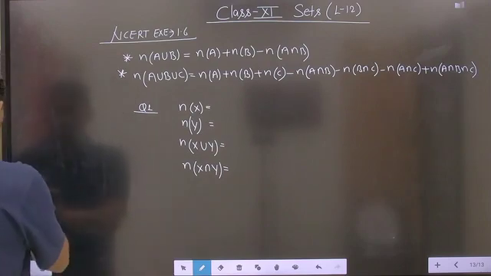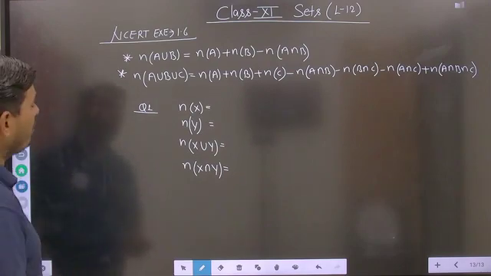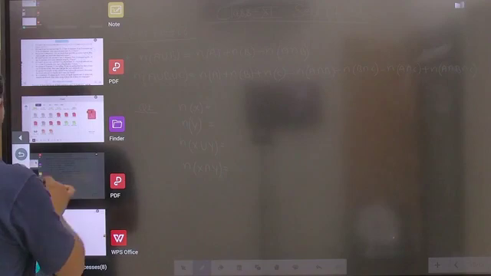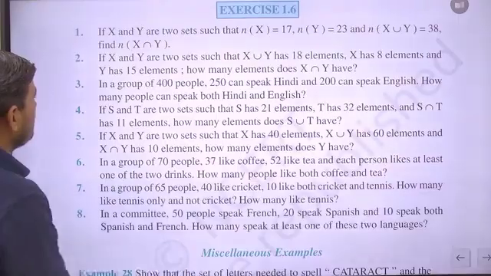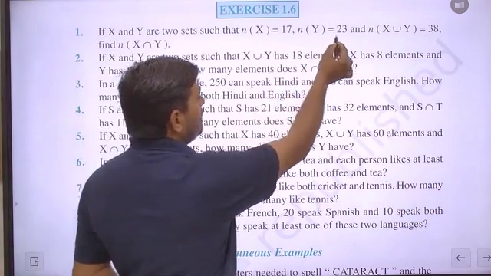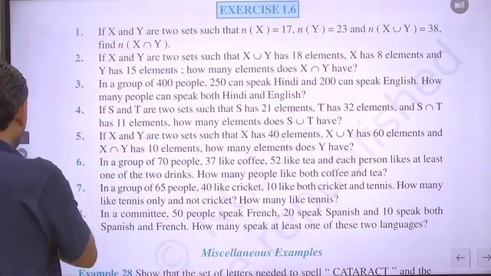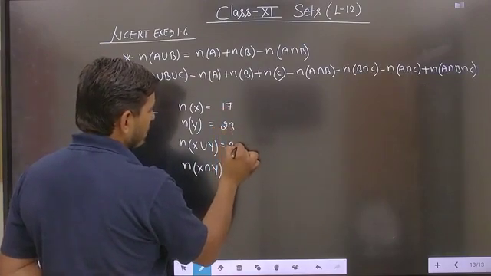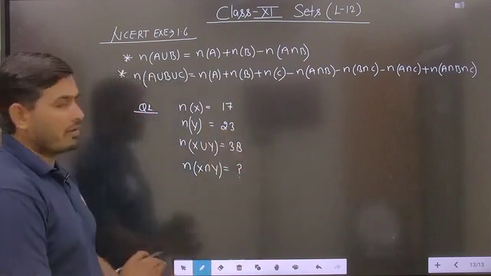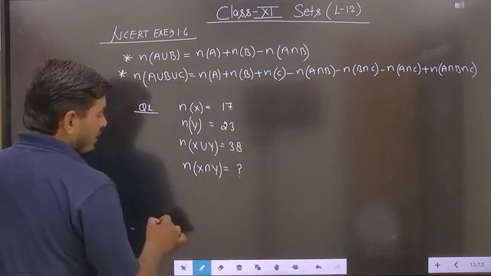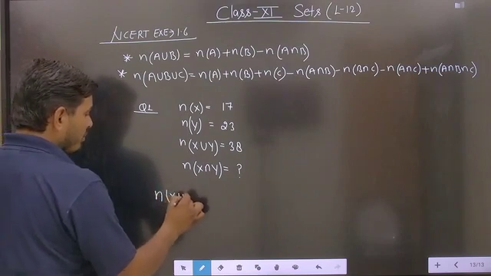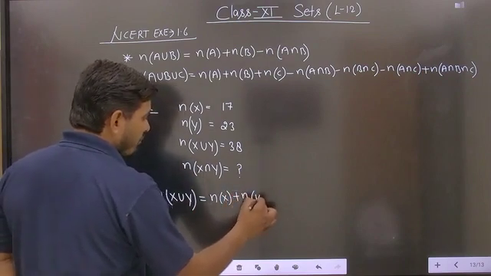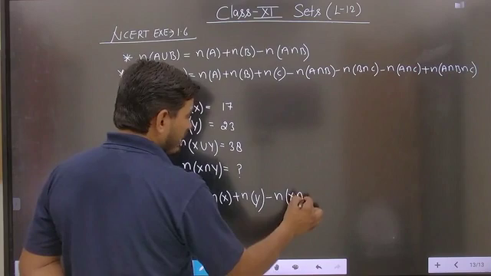So basically, what is given? We just have to check the values given in the question: 17, 23 and 38. You can check in the question. This is 17, this is 23, and this is 38, and for this part we have to calculate the answer. So students, you can apply the formula, and the formula is n of x union y equals number of elements in x plus number of elements in y minus number of elements in x intersection y.